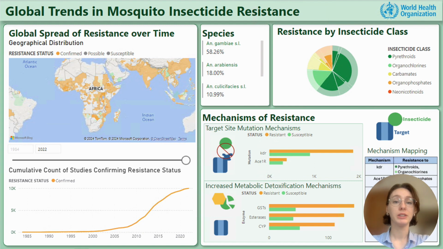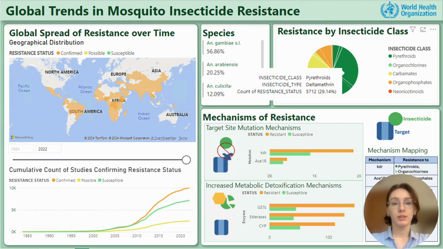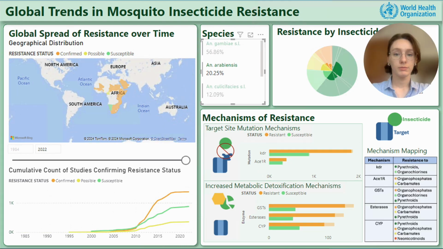On the right-hand side is a multi-row card displaying the top 5 mosquito species from whatever filters are on the page. For example, if you select confirmed resistance on the map, you can see that 58% of the Anopheles gambiae mosquitoes make up that resistance. The pie chart displays the percentage of insecticides that mosquitoes are resistant to, by class and type. Pyrethroids are the class most mosquitoes are resistant to, which is a major problem since they are the only insecticide deemed safe enough for use in treated nets.